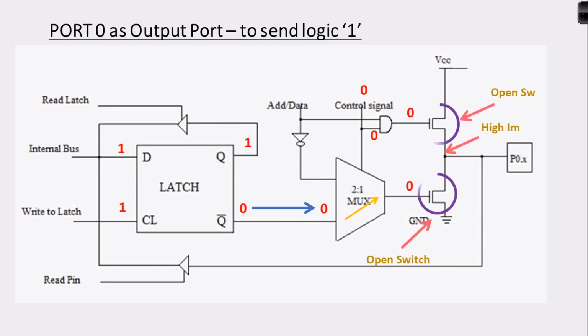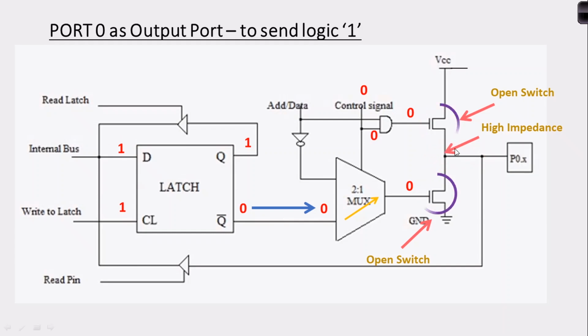And again at this particular point I'll be getting high impedance. So this particular thing I won't be knowing. This scenario will come whenever I send logic 1 to be transferred. Whenever there is a transfer of logic 1, I'll be getting this particular point as high impedance.